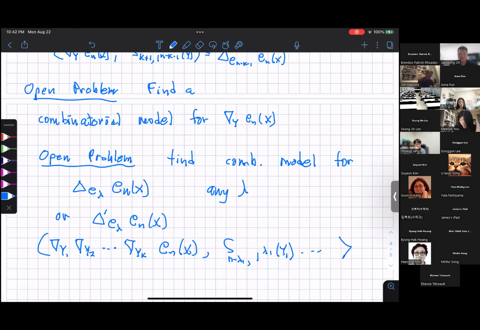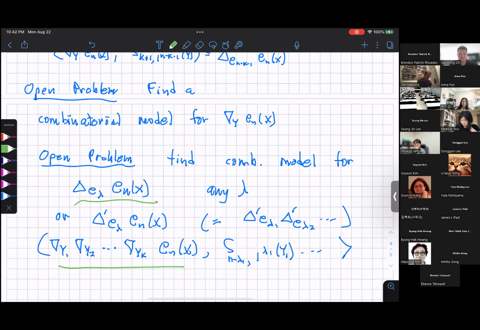so what you can do, because these things are all independent, you could take a given appropriate Hookshire function from each yi to get the delta prime of e lambda. So this, which equals delta prime e lambda 1, delta prime e lambda 2, just by definition, more or less. And if you had a model for this, by specializing it in the right way, you would get a model for that. So that's the point there.